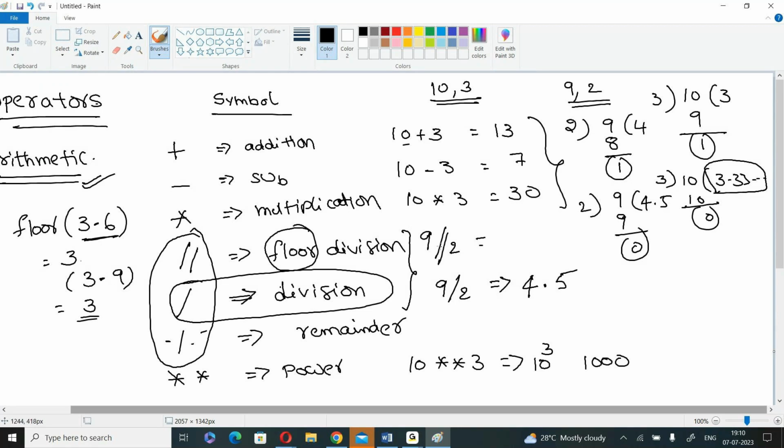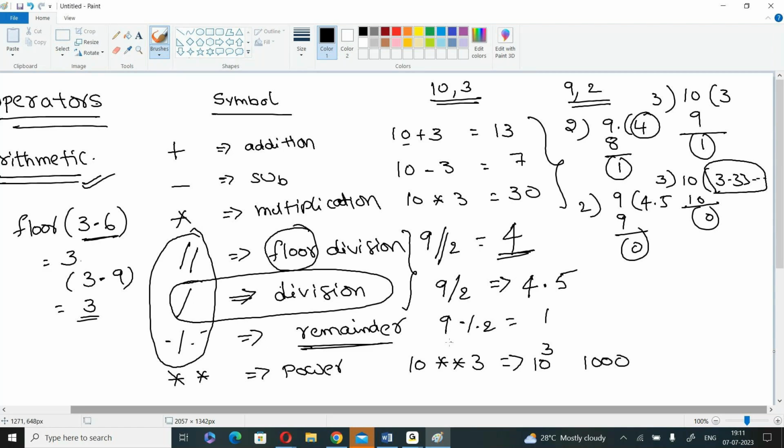9 double slash 2. The answer is 4 only. You got my point? 9 double slash 2. The answer is 4 only. It performs integer division. Now, single slash and double slash are used for getting the quotient value. Used to get the quotient. Now, percentage is used to get the remainder. Now, 9 % 2, what is the answer? 1. I think you understand, sir?